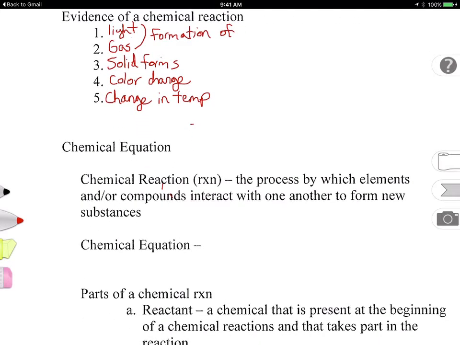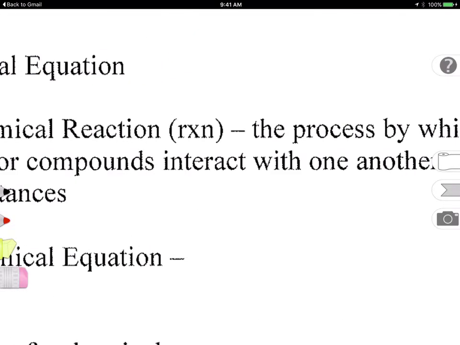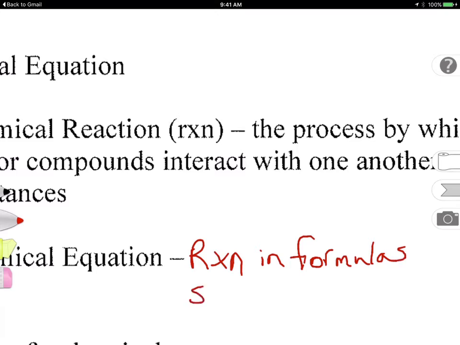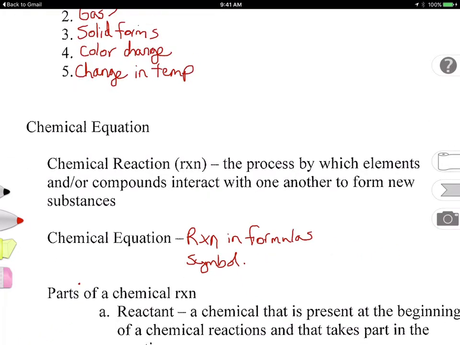Okay. Chemical equation, chemical reaction. A reaction is just simply where you put two things together and you get something new out on the end. The chemical equation is still the reaction. So I'm going to do RXN, that's the abbreviation. The reaction in formulas and symbols. So instead of writing out the entire word, we're going to use the symbols and the formula equations to make things a little bit more simpler and easier to work with.